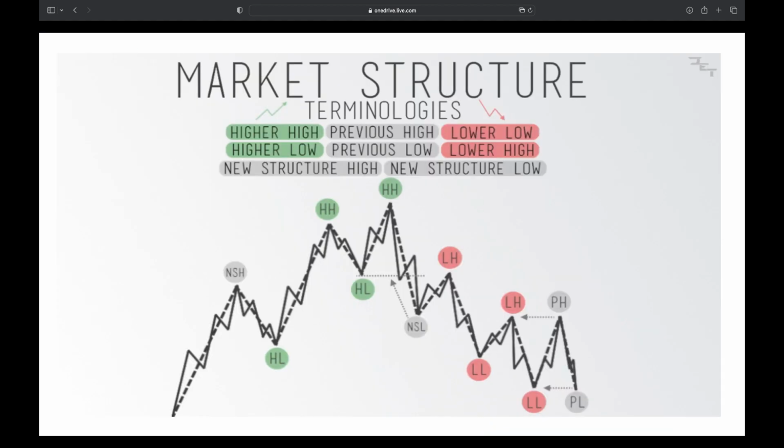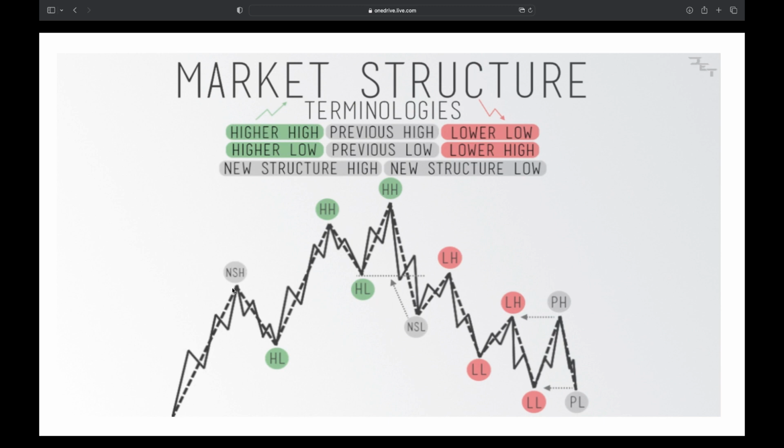Now, market structure. How do we know if the market is going on an uptrend or a downtrend? It creates higher highs and higher lows on the uptrend. It creates lower lows and lower highs on the downtrend. You have previous high, previous low. You have new structure high and new structure low. So let's talk about it.